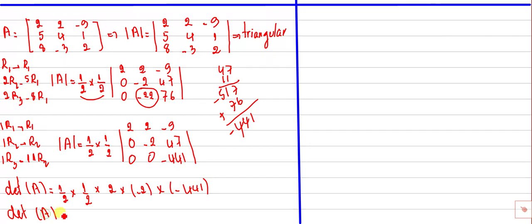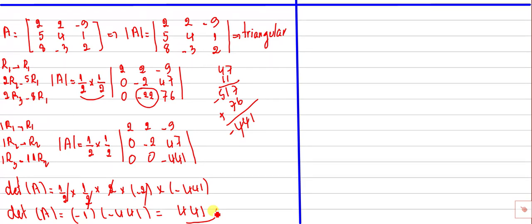So we get the determinant of the matrix A is equal to 2, we can cancel with 2, 2 we can cancel with 2. It has only minus 1 and minus 441. So we get this determinant is equal to 441. This is the answer of this determinant, or the solution of the determinant.